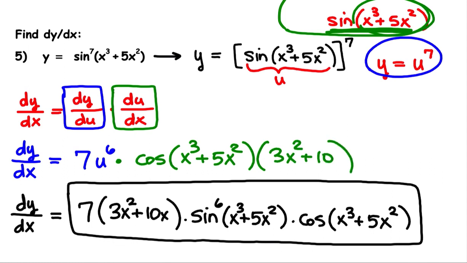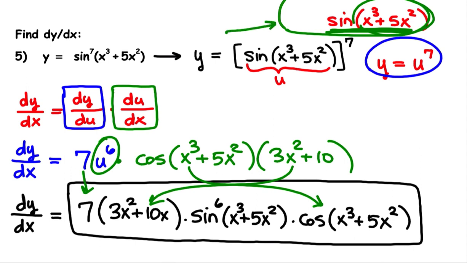And I think you can see that we got the exact same thing that we had before. Once you reorder things, this goes here, 7 comes down. Oh, and you know what? You don't want to leave any u's in the answer, but we know what u is. It's right up here. u is just sine of x to the 3rd plus 5x squared. So really, when we're doing chain rule, whether we realize it or not, we're using Leibniz's method.